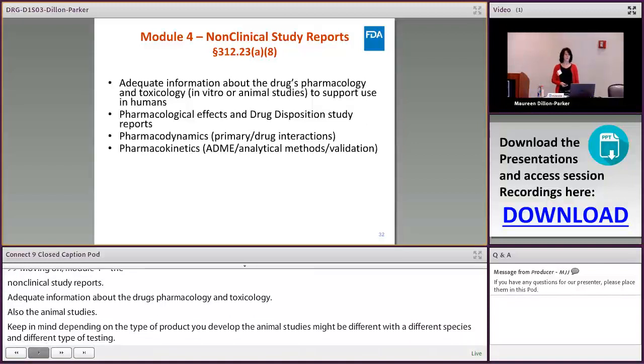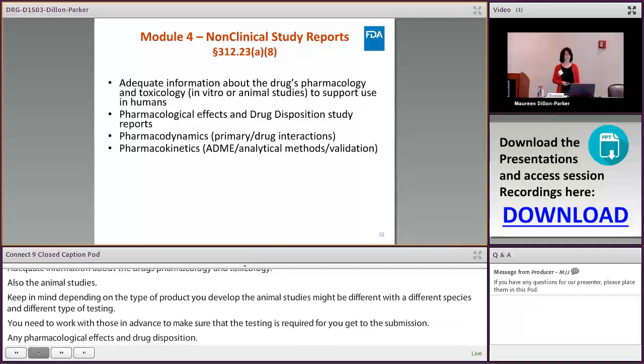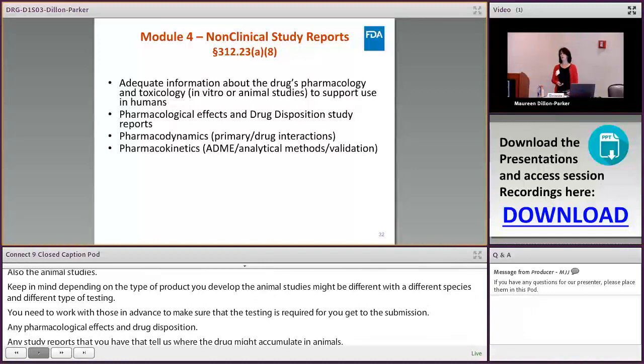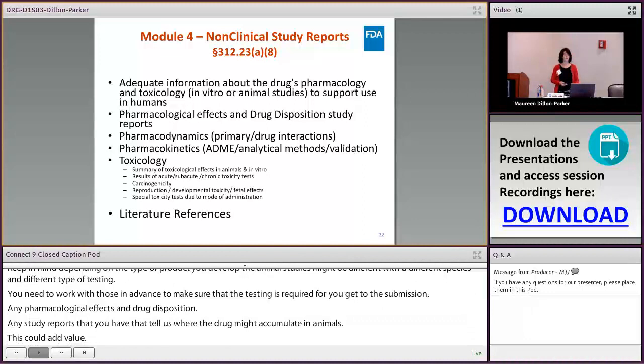Any pharmacological effects or drug disposition, study reports that you have that tell us, say, where the drug might have been accumulated in animals, all going to be of a lot of value to us. And it's going to help us in determining whether or not the information that you provide in this section justifies moving into humans. So it's a real important section.